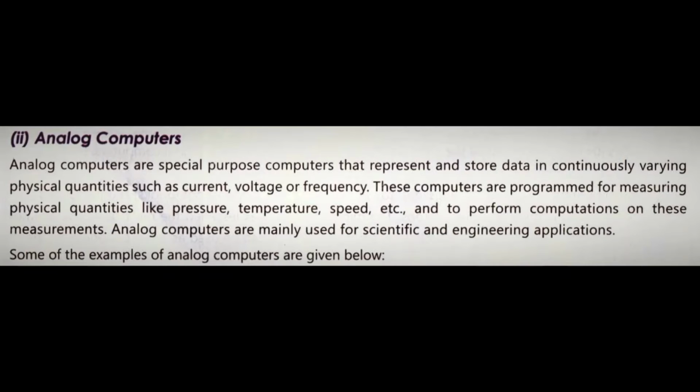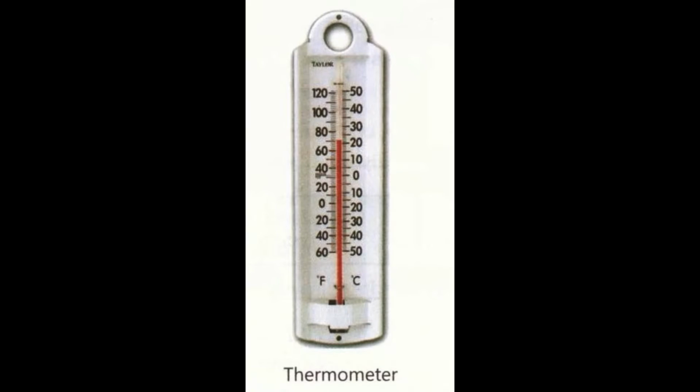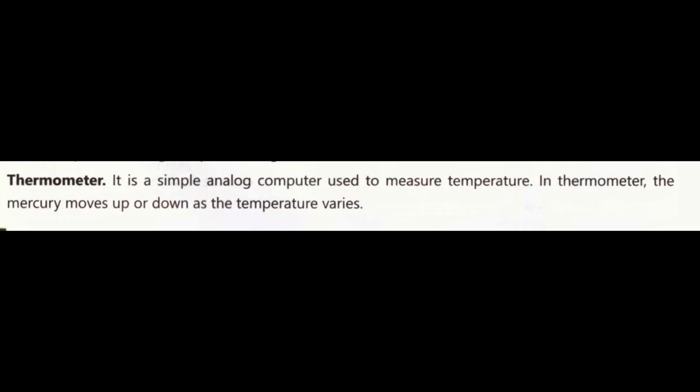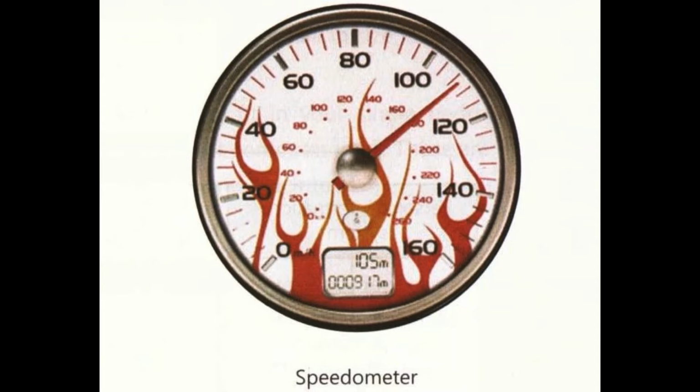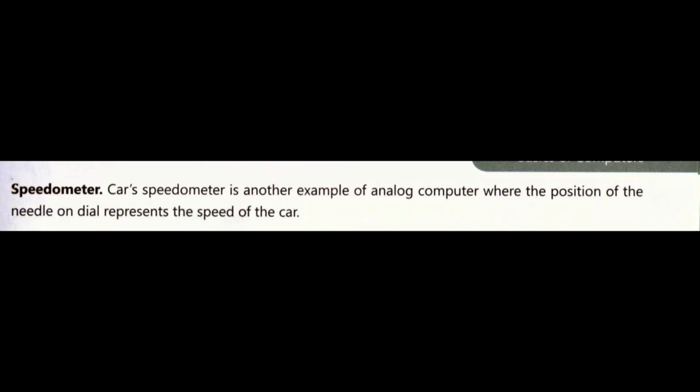Some examples are the thermometer. A thermometer is used to measure temperature. In a thermometer, mercury moves up or down as the temperature varies. Another is the speedometer, used in cars or bikes, where the position of the needle on the dial represents the speed of the car or bike.